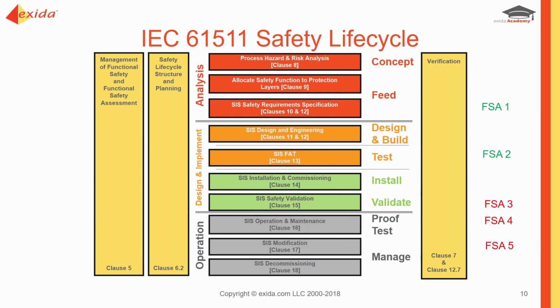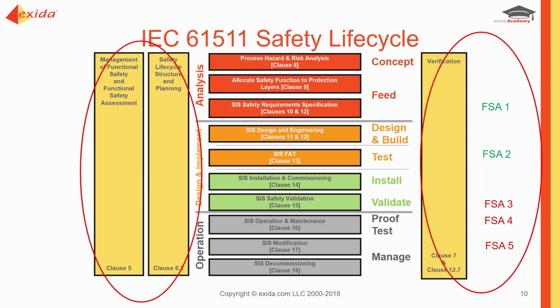So if we look at the safety life cycle, we can see the three phases. There's the analysis, there's the design and implementation, and the operation. And you can see that what governs it is the management of functional safety and safety life cycle structure and planning. So we have to make sure that our documentation and our process is well defined. In support of that is the verification done at each of the particular stages, and then the relevant functional safety assessments, where we are looking to make sure we've met our safety targets for each of those particular phases.